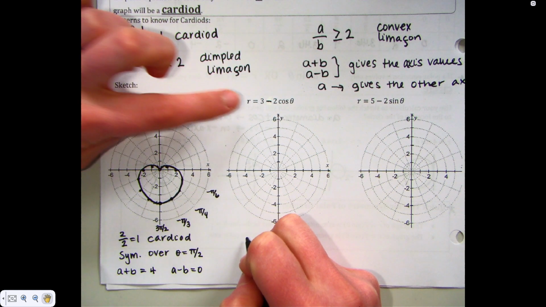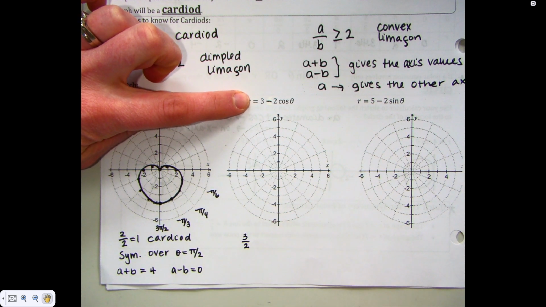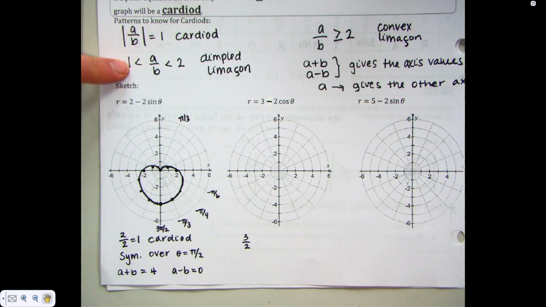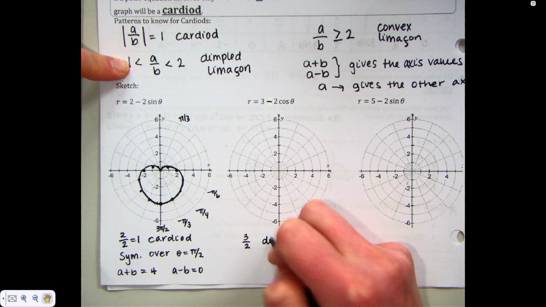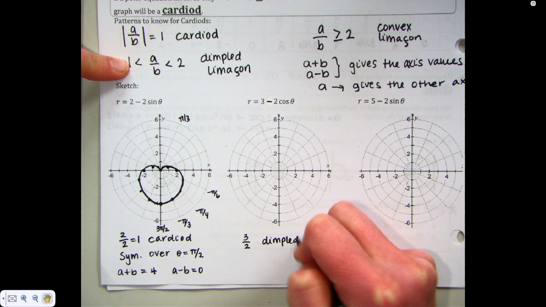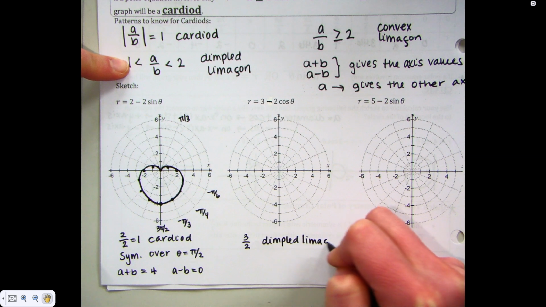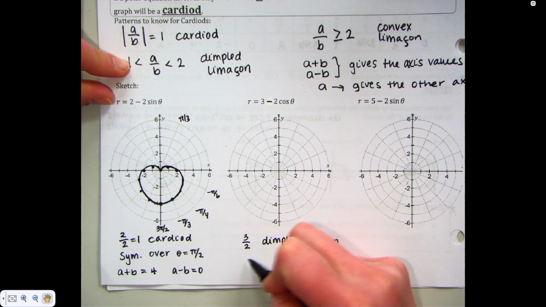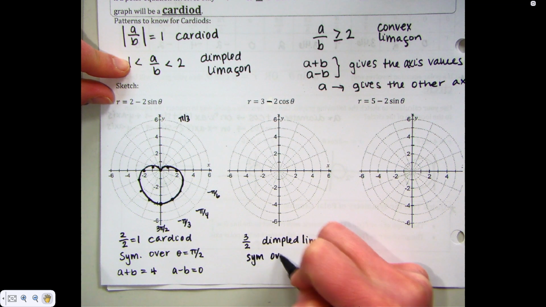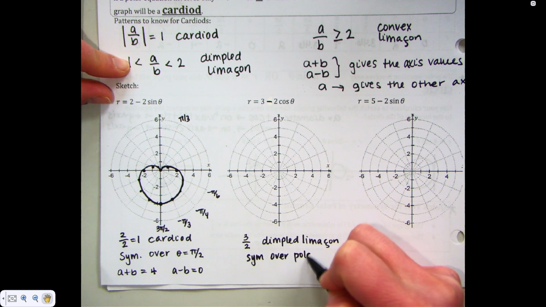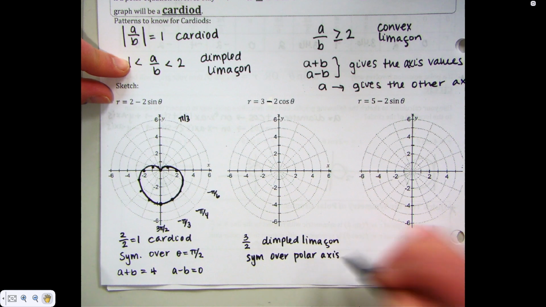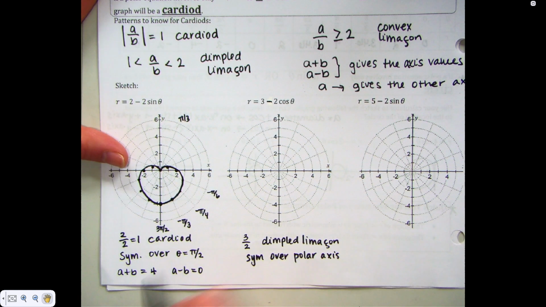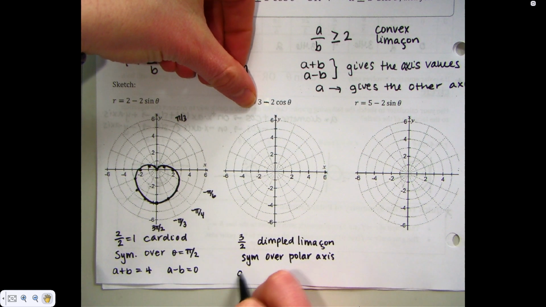If I look at my ratio of 3 to 2, A over B, I notice that that is between 1 and 2, and so this should graph as a dimpled limacon. It is a cosine function, so it will be symmetric over the polar axis. And again, those values would be a plus b.